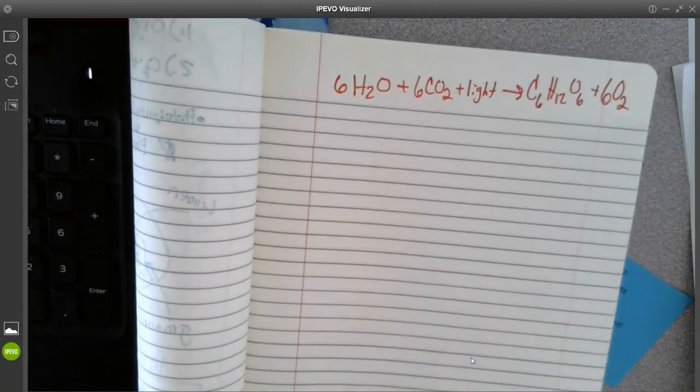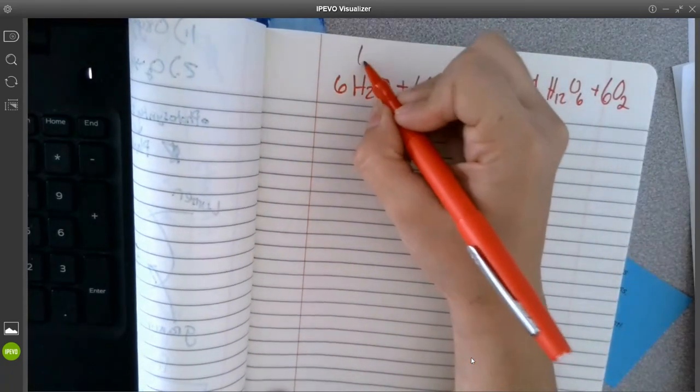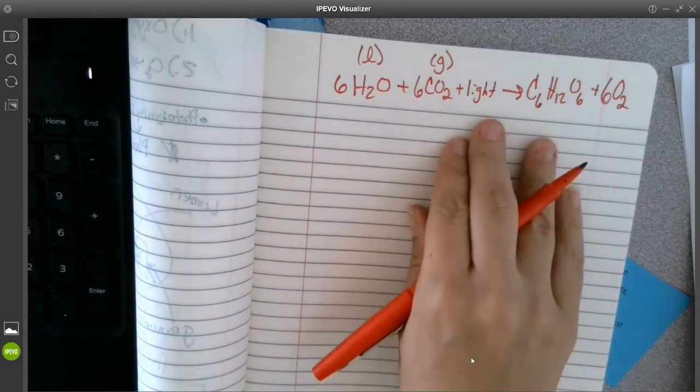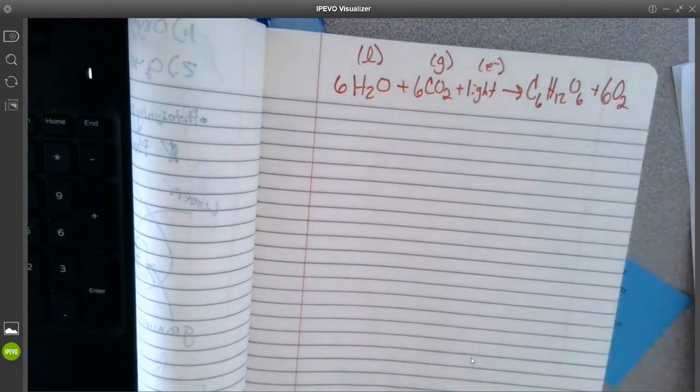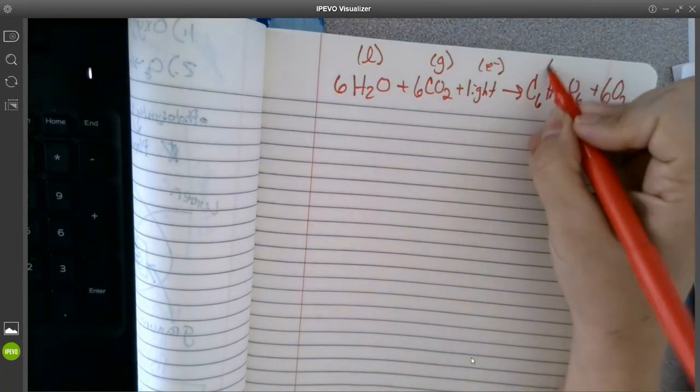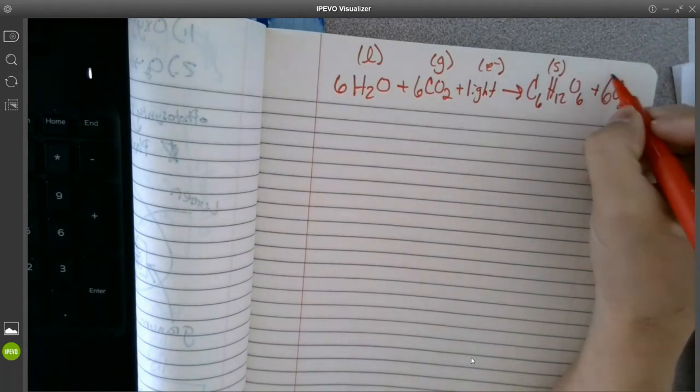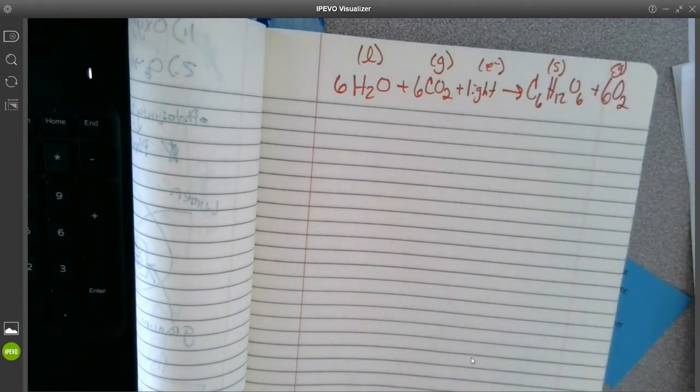If we look at this, water is generally going to be in a liquid form, unless it's super hot out. Sometimes it can be absorbed in a gaseous state, but most of the time this will be a liquid. That's what the L will stand for. Carbon dioxide is generally a gas. That's what our G stands for. Light is going to be viewed as electrons. Sugar is generally in a solid form. That's what our S will stand for. And oxygen is produced as well. That is also a gas. And we're going to look at our process of photosynthesis now.